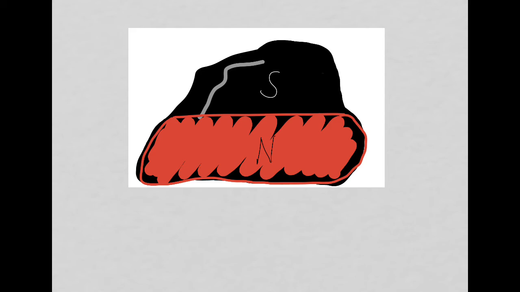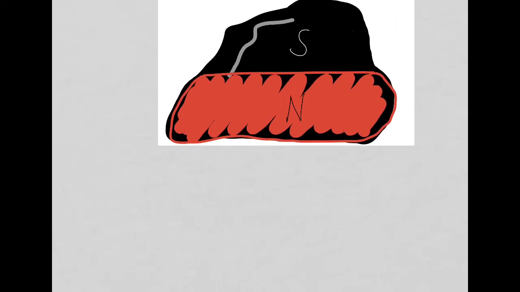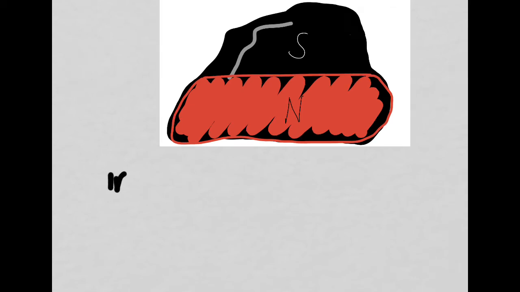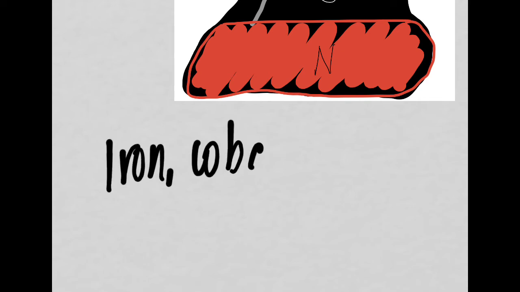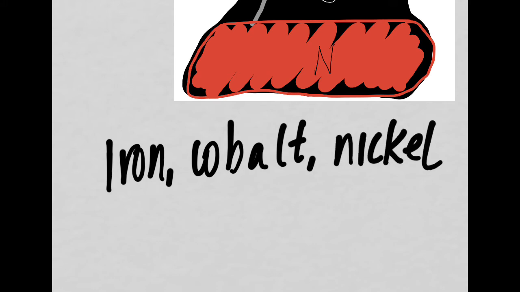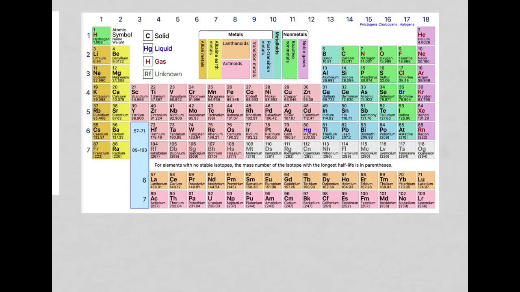And the main magnetic materials from your book that you need to know and that you should have read about are iron. Whoa, that is big. Okay. Iron, cobalt, and nickel. And that maybe seems random, but if we look at our periodic table here, we have iron.